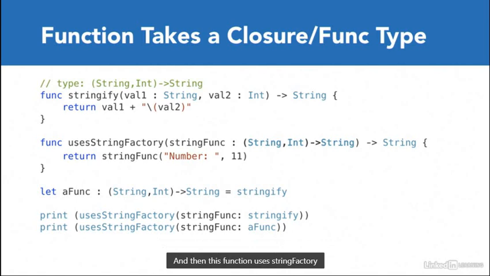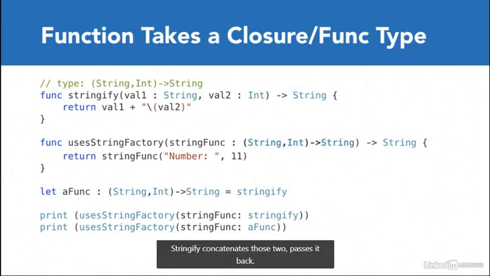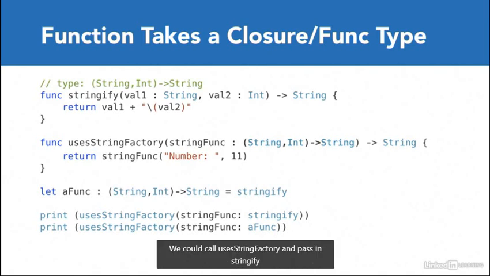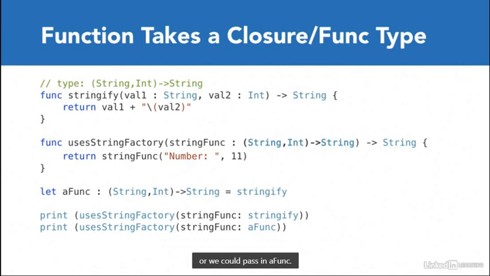And then this function, usesStringFactory, could call it and return its output. In this case, it's calling it with number and 11. Stringify concatenates those two and passes it back. But we could pass in anything of that type. So let's say we have a constant called aFunc. Its type is string, int returns string, and we assign it to stringify. Well, now we could call usesStringFactory and pass in stringify, or we could pass in aFunc. It's the same thing again.